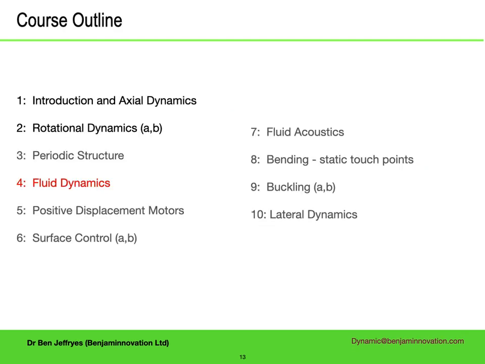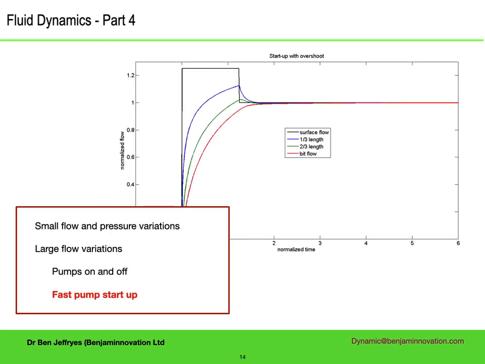In the fourth presentation, I move on to the dynamics of the fluid system. After looking again at how small flow variations, or pressure variations near the bit, are low-pass filtered by the system, I move on to large flow variations, such as starting or stopping the pumps. To a good approximation, when the pumps are turned off, the flow through the bit declines linearly.